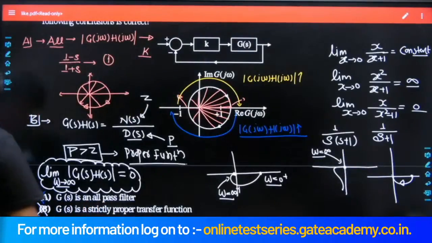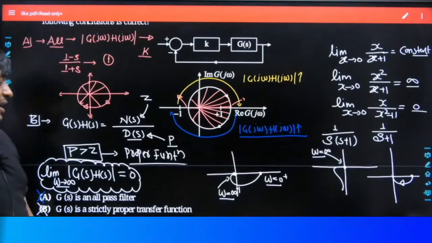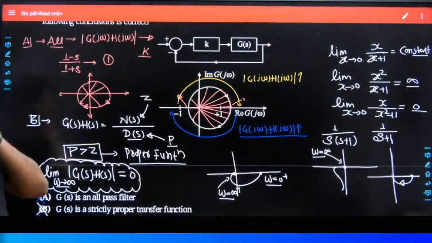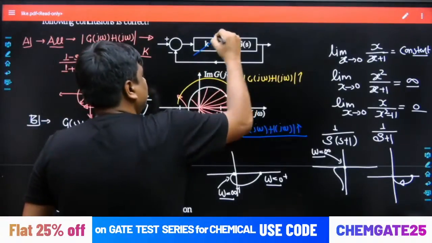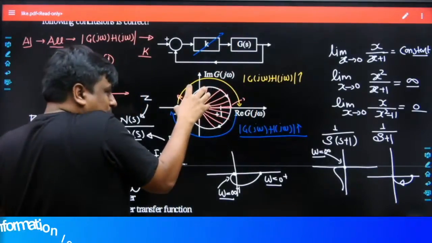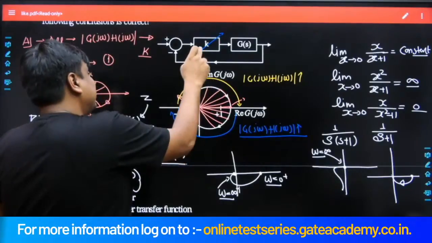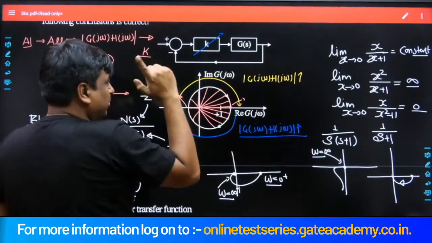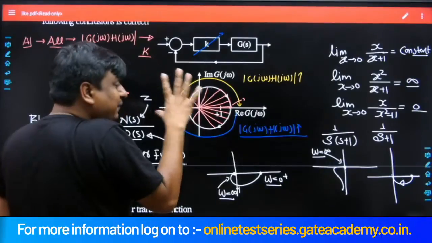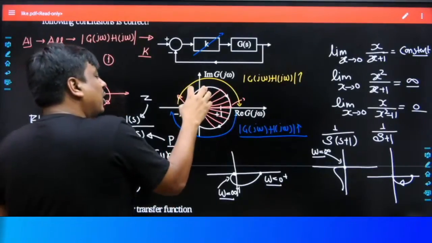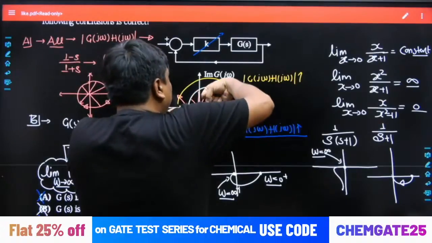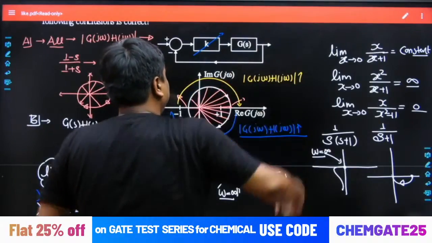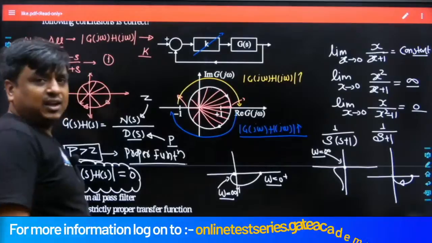The closed loop system is unstable for sufficiently large and positive k. See what happens as the value of k increases in the positive sense. This complete plot would be expanding from its place. Obviously, as k increases in the positive sense, there would not be any phase shift introduced in the system, only the magnitude will increase, and as the magnitude increases, this complete bubble would start expanding from its place. And after a certain gain, what would happen?